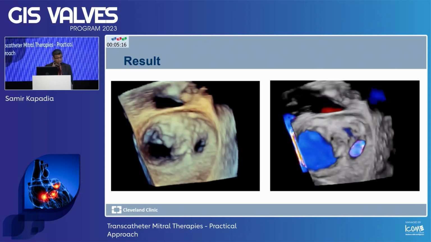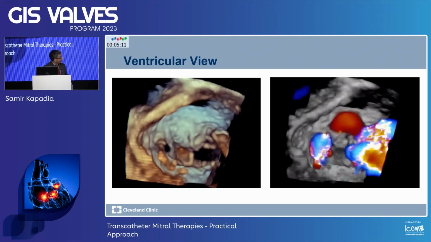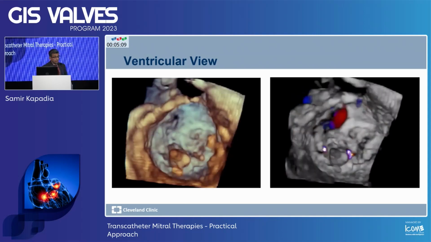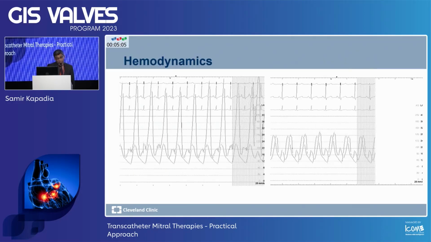this particular patient. She's 80 years old, and in the ventricular view you can see that it is just lateral to the clip. Before and after, it looks good. But the most important thing is to measure the LA pressure. So the LA pressure was 70 millimeters of mercury before we did the mitral clip, and the LA pressure, the V wave, came down very nicely.